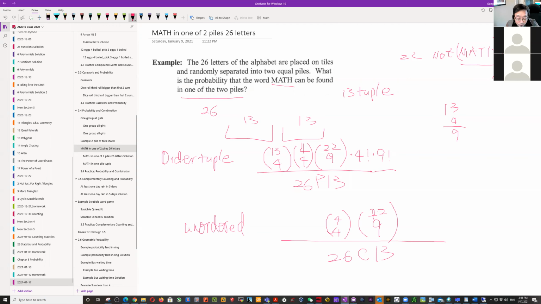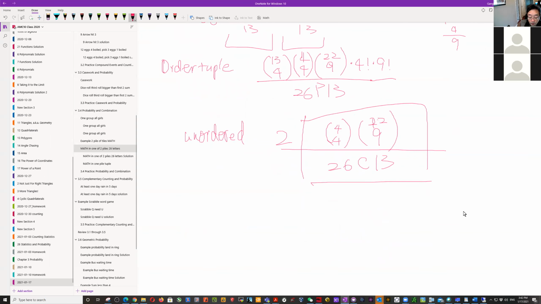Could be one of those. Yeah, this is the probability that one of those has all 4 letters, because I have 2 groups. This is 2 piles, so I think I need to multiply by 2. I need to multiply by 2 because it's symmetric. And I also need to multiply by 2 in the ordered tuple. So here we can begin to calculate, and 22 choose 9. I think it's a very big number. Let me use the calculator. I don't think I have the time to really do it by hand.